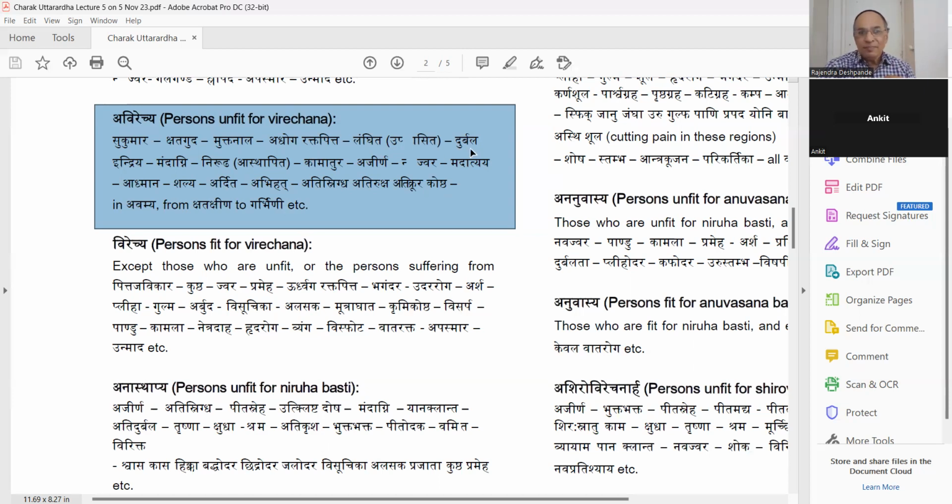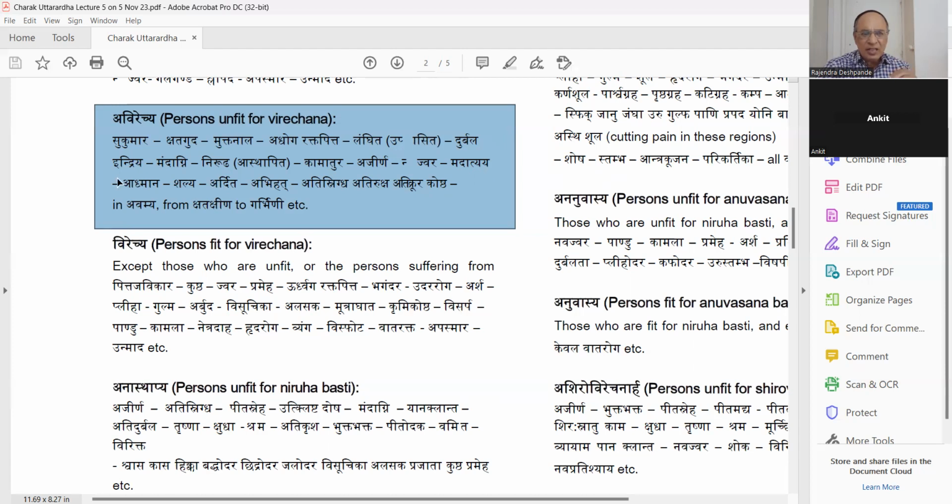Okay, Durbala Indriya, sensory organs, motor organs, they are weak. Then Mandagni, that means the digestive fire is less. Niruha Asthapita, that means who has received the Basti. Then Kamatura, very strong desire for sexual activity. Ajirna, Madatyaya, alcoholic intoxication rather, a patient who always takes alcohol.